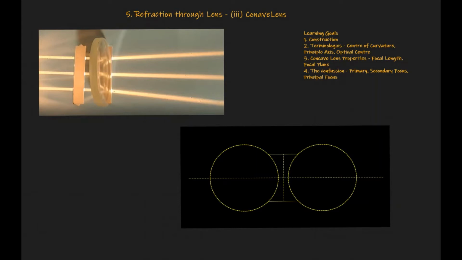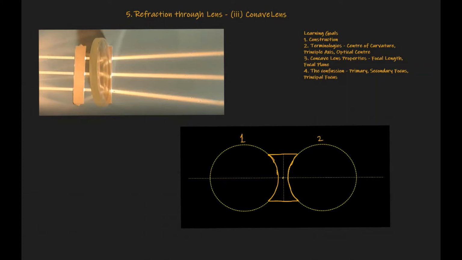To construct this concave lens, we start with two spheres. Here are the two spheres. This is sphere number 1 and sphere number 2. And once we have these spheres positioned like this, then we cut the section. So we cut the sphere such that only the following section remains. So this is the only section that remains. So thus we get a concave lens.